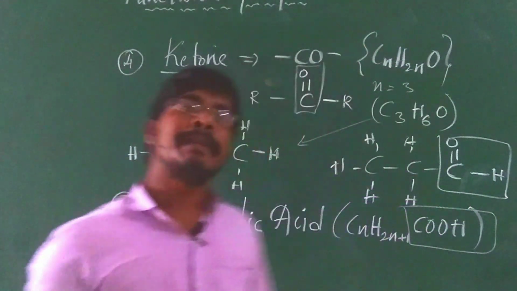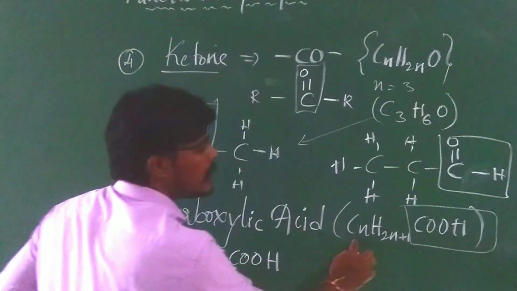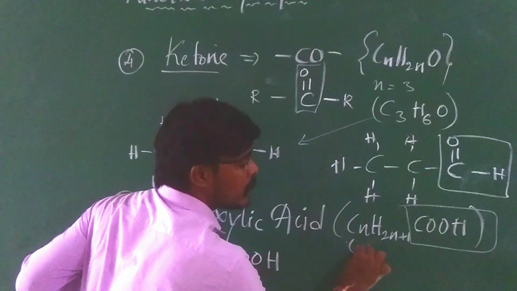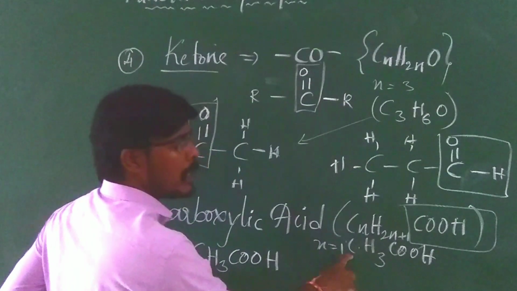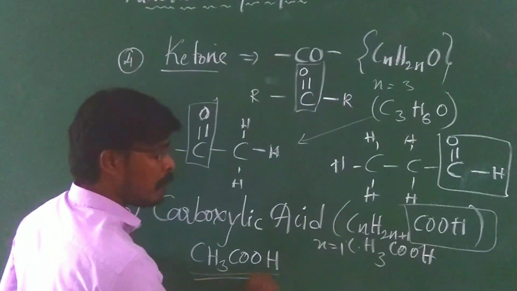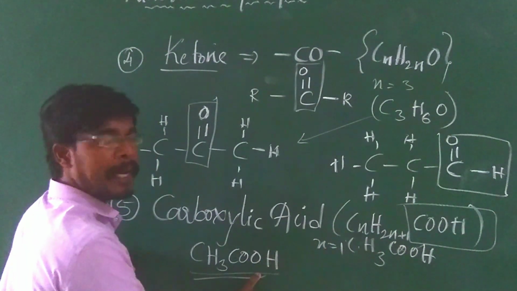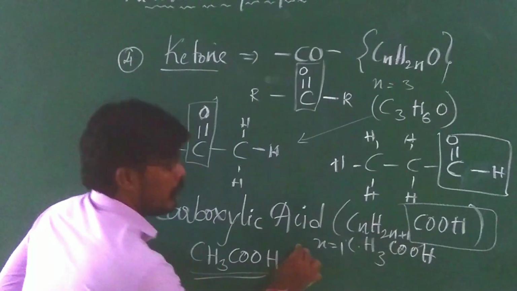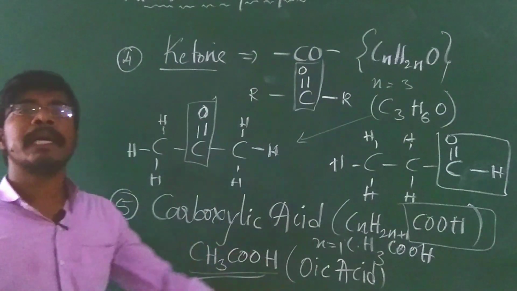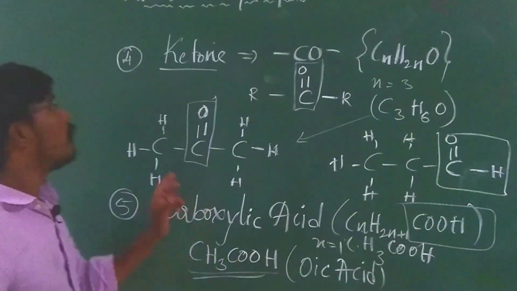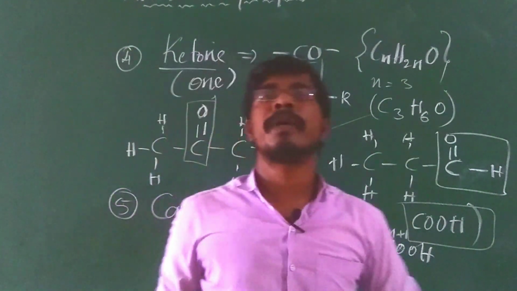Okay, so this is a general formula. If you want to write a simple example, CH3COOH: in place of n, the value is equal to 1, C1H3COOH. If you are taking n value equal to 1, CH3COOH, this is the first member of carboxylic acid. Clear? And while giving a name, for carboxylic acid you have to take the suffix word "oic acid". For ketone, you have to take the suffix word "one".